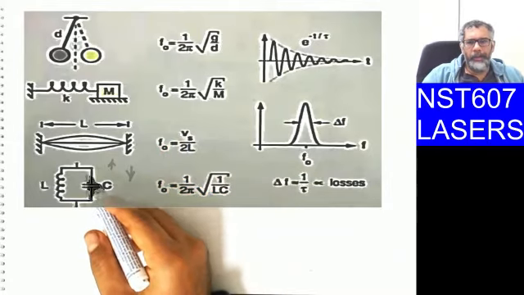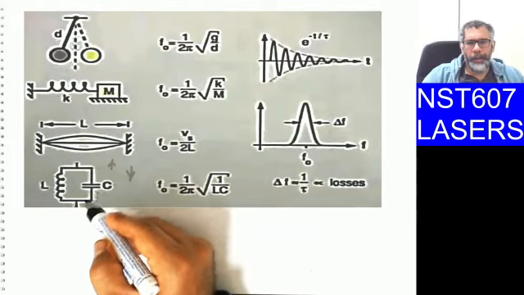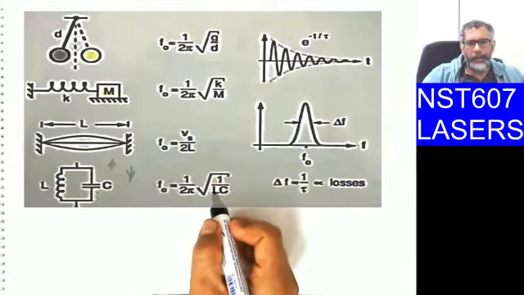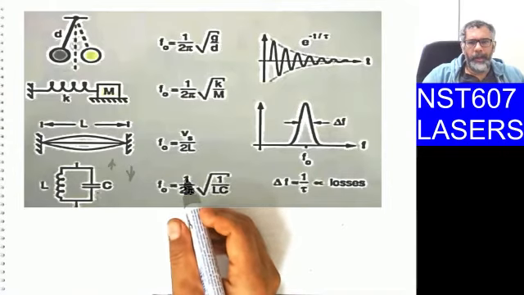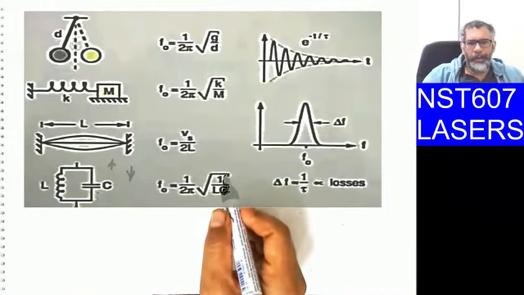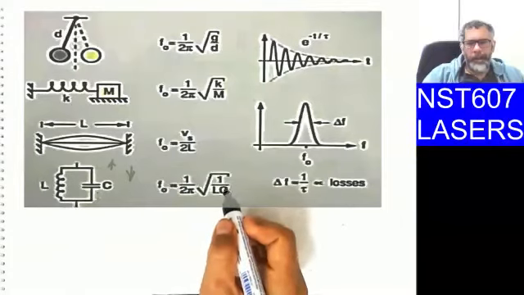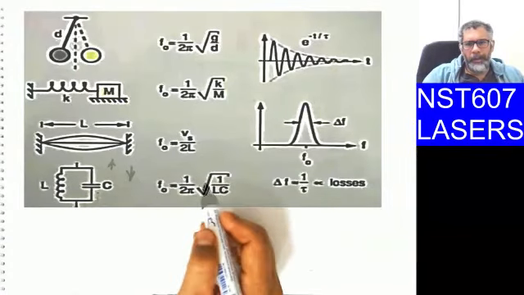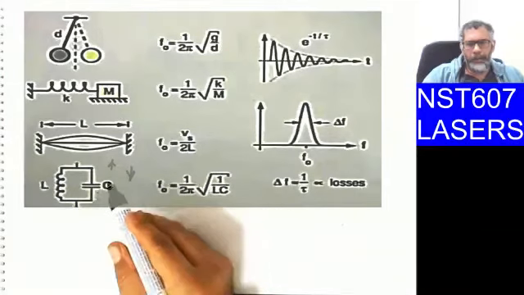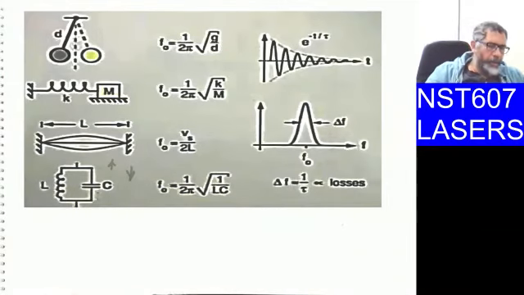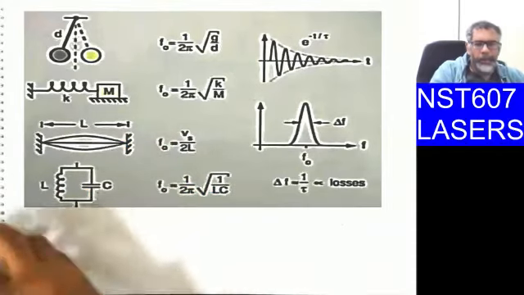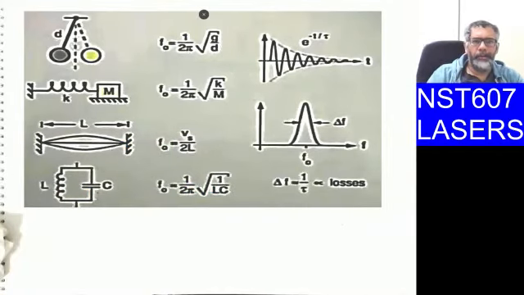And this frequency of the change of direction of the current in this LC circuit is given by this formula. It is again 1 over 2 pi times the square root of 1 divided by the inductance L multiplied by the capacitance C of the capacitor. So you see you can produce these oscillations in every kind of system.